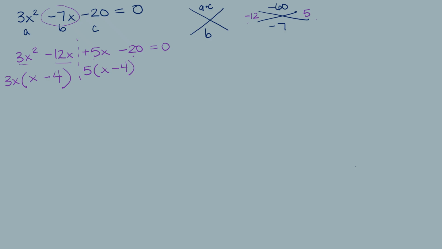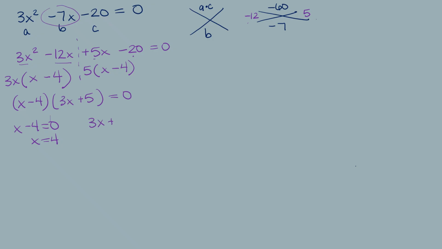And then we'll just rewrite this so that this 3x and 5 are in the same parentheses. We'll have x minus 4 and 3x plus 5. And we're going to set this equal to 0, since this is all the same stuff, just reorganized from the original equation. Okay. And then again, from here, it's just the zero factor property. x minus 4 equals 0. Add 4 to both sides. So x equals 4 as a possible solution.